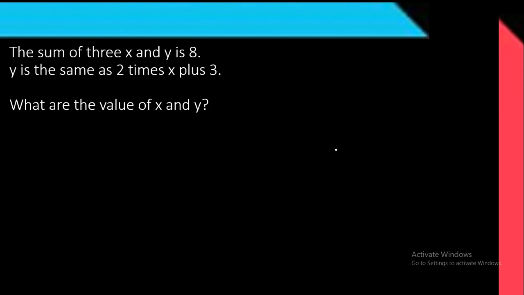Right, last one then, a worded question. We're going to have a go at this one, and we're going to solve it by substitution. But again, there are many methods we can use. The first thing it says, the sum of 3x and y is 8. Sum means we're going to be adding things together, 3x and y. So we're going to have 3x plus y equals 8. The second one says y is the same as 2 times x plus 3. So writing that, we have y equals 2 times x plus 3. Okay, what is the value of x and y?